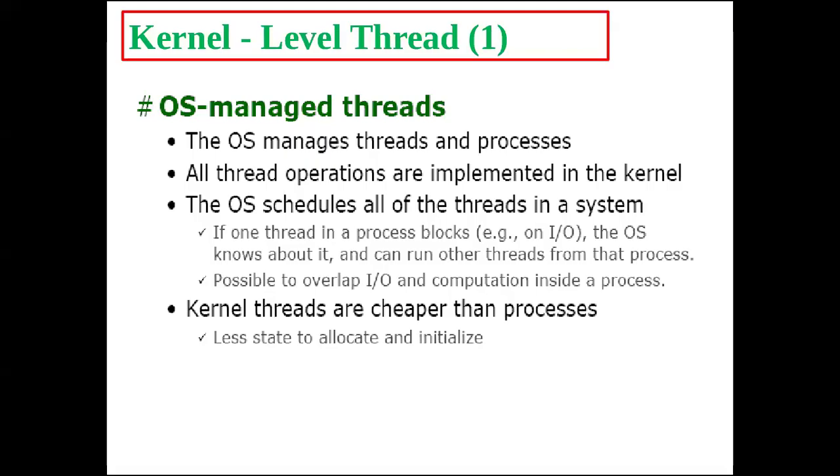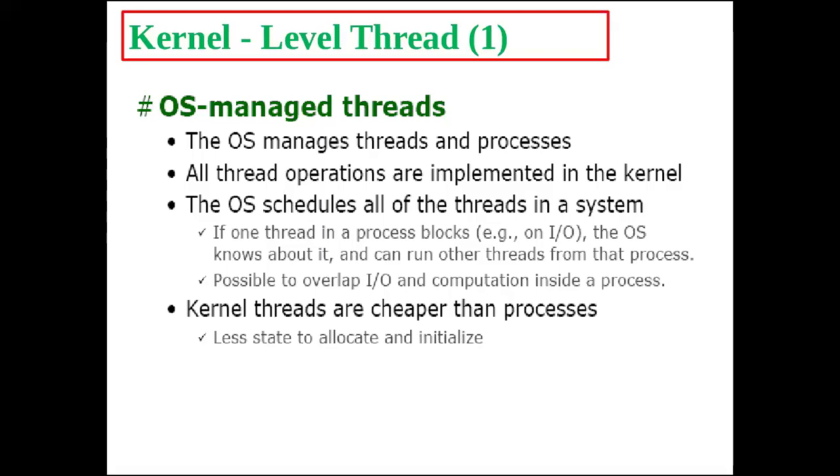Now let us look at the efficiency. Kernel threads are cheaper than processes because they require less state, less information needs to be allocated, and less initialization is required. And this makes them more efficient than full processes. So kernel level threads give the operating system full control over execution and scheduling. And this makes them powerful and efficient compared to traditional processes.